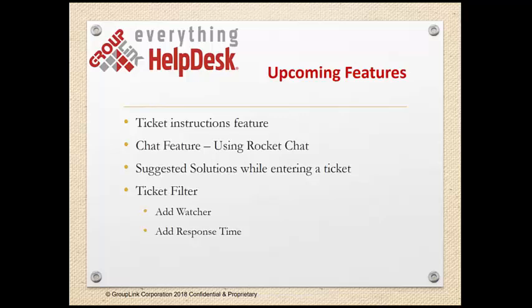Suggested solutions while entering a ticket. This would be like, let's say they go ahead and select the category of hardware, and then they select printer. Some options will appear as maybe some troubleshooting tips, kind of like a knowledge-based article, but it's going to be based on what they select in the ticket, and it's going to appear right there on the ticket.